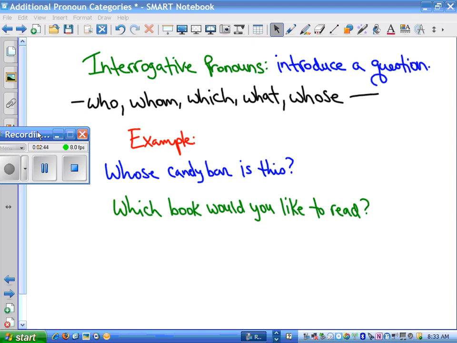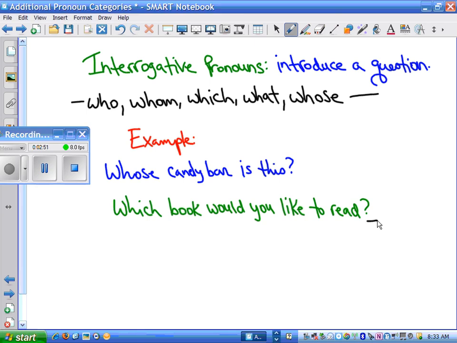So you'll notice in our two examples, both are ending with a question mark, right? Because that's what interrogative pronouns do. They help to ask questions. Whose candy bar is this? Which book would you like to read?